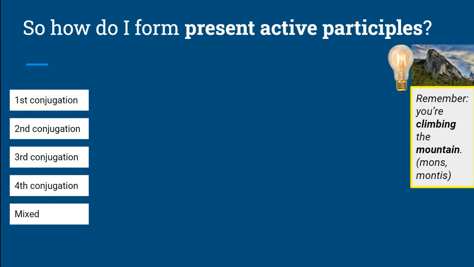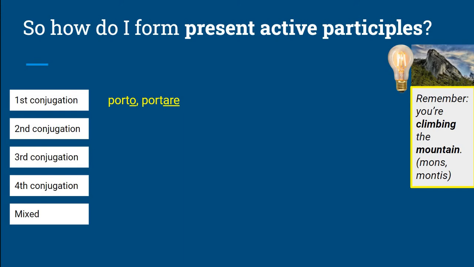So, let's go through the participle types one by one and talk about how they're formed. So, let's start with the present active participle. I have a hint on the side to remember that you're climbing the mountain, because these participles are going to look a lot like the third declension noun mons, montes.